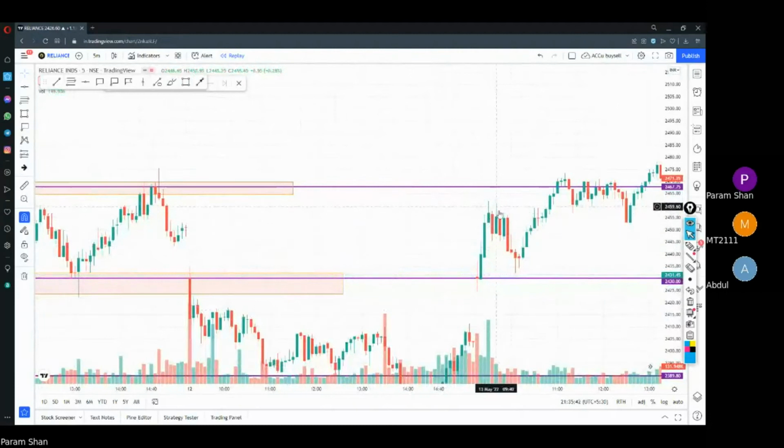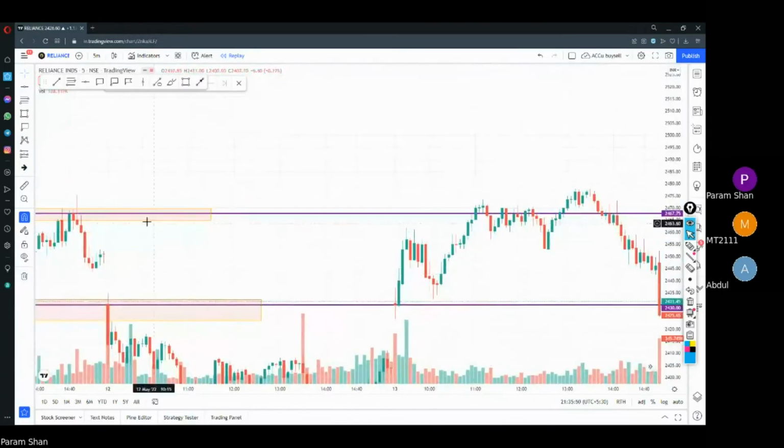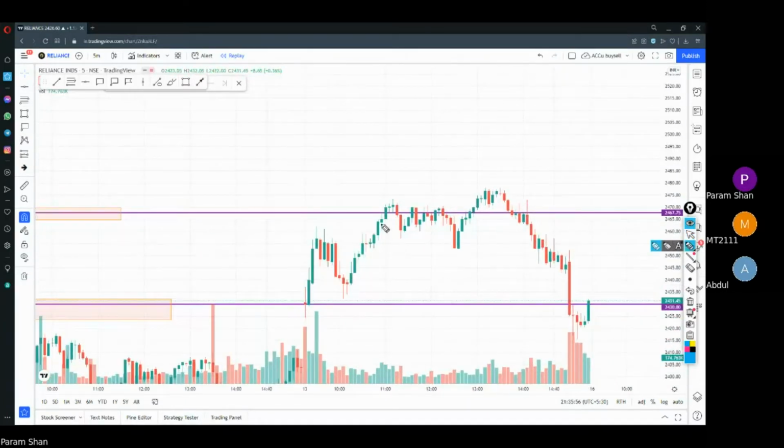It went up and it fell down, but it did not break here. Again in this range it's going up, and it went to our supply zone. So the price was actually playing up and down in that supply zone. Okay, and again it came here, again it went up, and it again fell down.